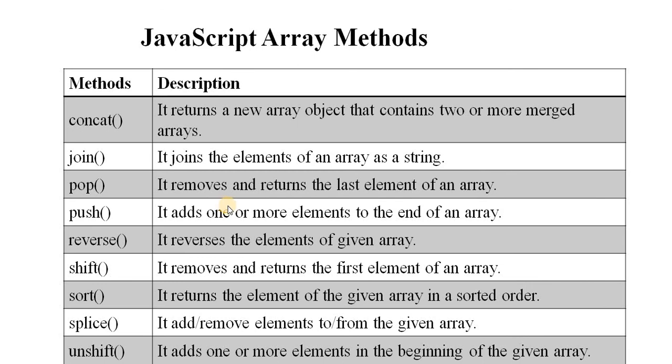Pop method removes and returns the last element of an array. Push method adds one or more elements to the end of an array. Reverse method reverses the elements of a given array. Shift method removes and returns the first element of an array. Sort method returns the elements of the given array in sorted order. Splice method adds or removes elements to or from the given array. And last is the unshift method, which adds one or more elements to the beginning of a given array.